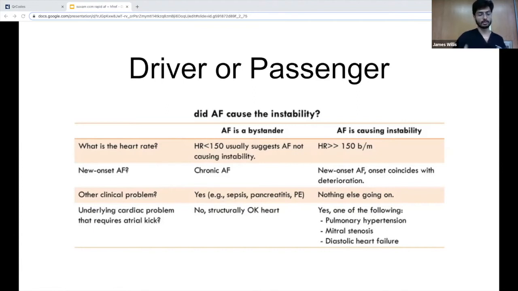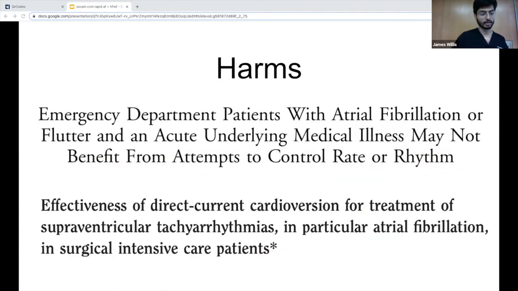So you should always be thinking, what's driving the instability? Is it the AFib or is it something else? So always have that question with you when you're seeing this patient. Because there are quite a few harms associated with rate controlling patients when they don't need to be rate controlled.